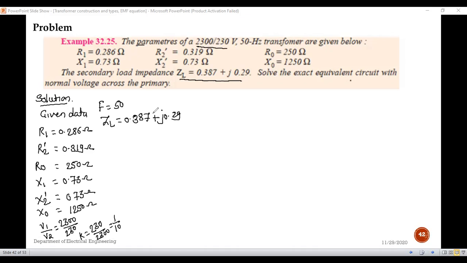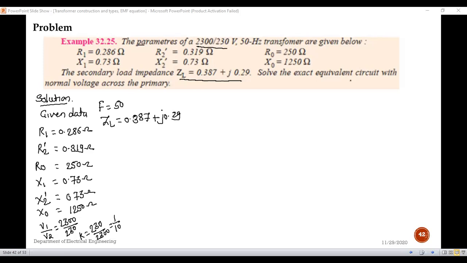Hello, did you write it? Yes, sir. Okay. Now, what do we want to calculate? We want to solve the exact equivalent circuit with normal voltage across the primary. The primary has normal voltage, and we want to calculate the exact equivalent circuit. Meaning, we want to calculate the exact parameters of the equivalent circuit.